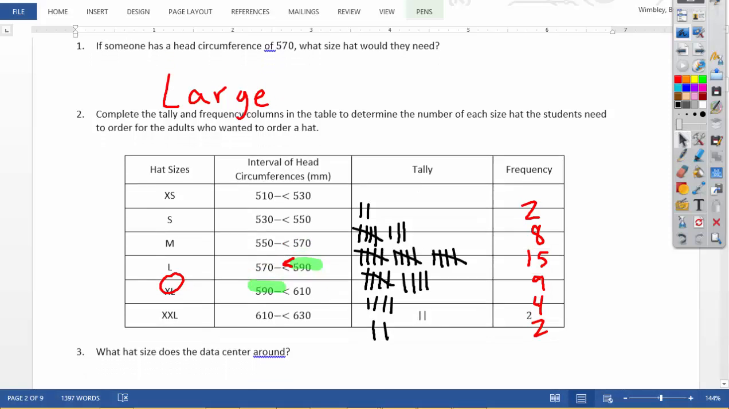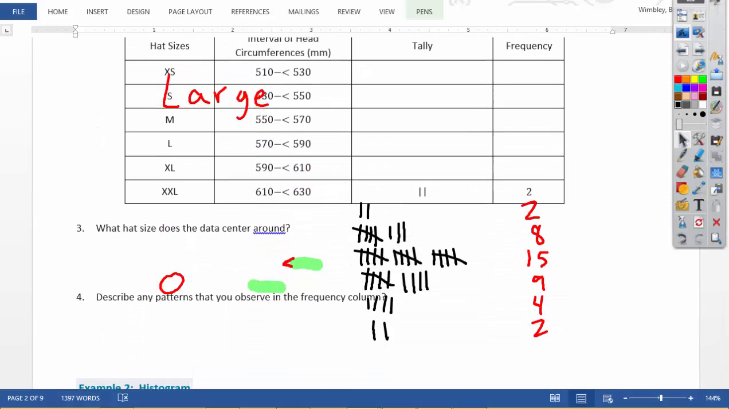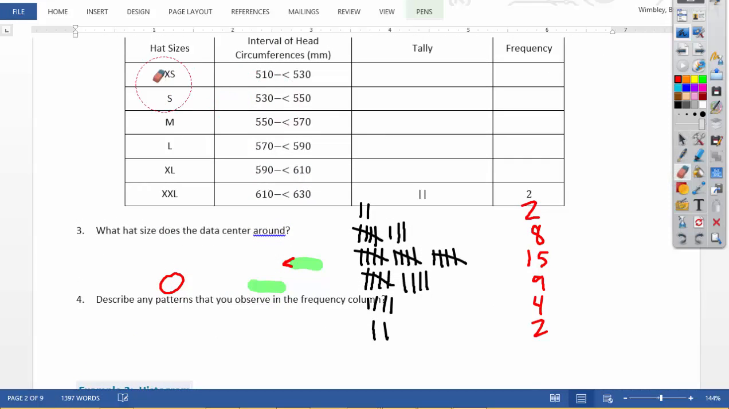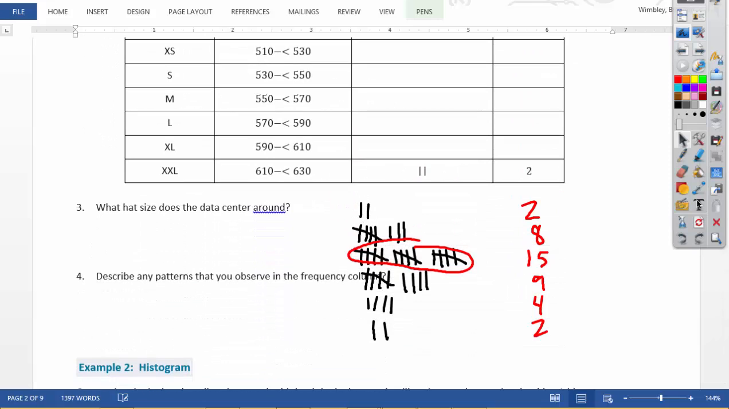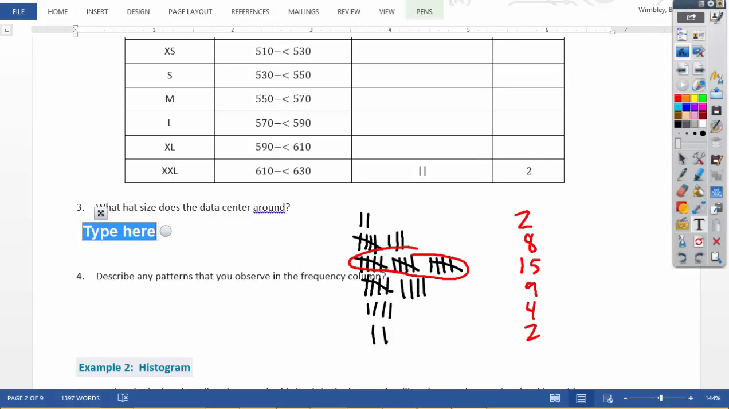Alright, let's keep using this frequency table. What hat size does my data center around? Well, we still don't have a formal definition for center, but I do know that center has something to do with the middle. So I can look and I see that this data right here looks like it's in the middle. So that was my what hat size? Well, if I need to, I can just roll it back up here. That was my medium hat size. So I'm just going to type that sentence out for us. Medium.